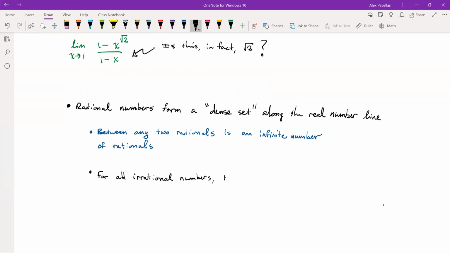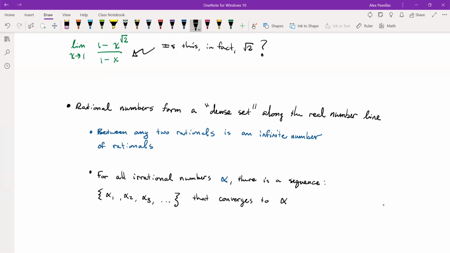So there is a sequence. Let's call this irrational number alpha. I like alpha. So if alpha is an irrational number, or for that matter, if it's a rational number, we could say this sequence is curly brackets, alpha 1, alpha 2, alpha 3, where these are all rationals, that converges to the irrational number alpha.